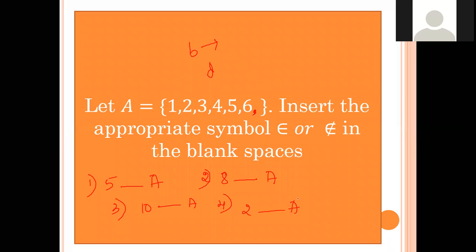First one 5 belongs to, second one does not belongs to, third one 10 does not belongs to, fourth one belongs to. So we write it as 5 is in A, so 5 belongs to A. 8 is not in A. A has only 1, 2, 3, 4, 5, 6. 8 is not in A. So 8 does not belongs to A. 10 is not in A. So we write 10 does not belong to A. But 2, you can see 2 is there in A. So 2 belongs to A. Hope this was clear. Yes, we'll move on.